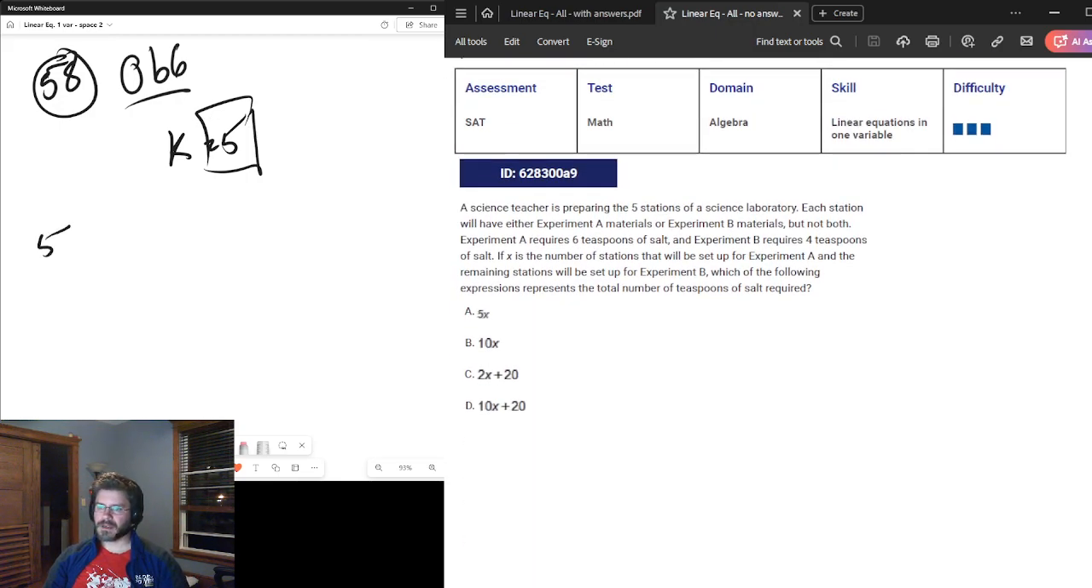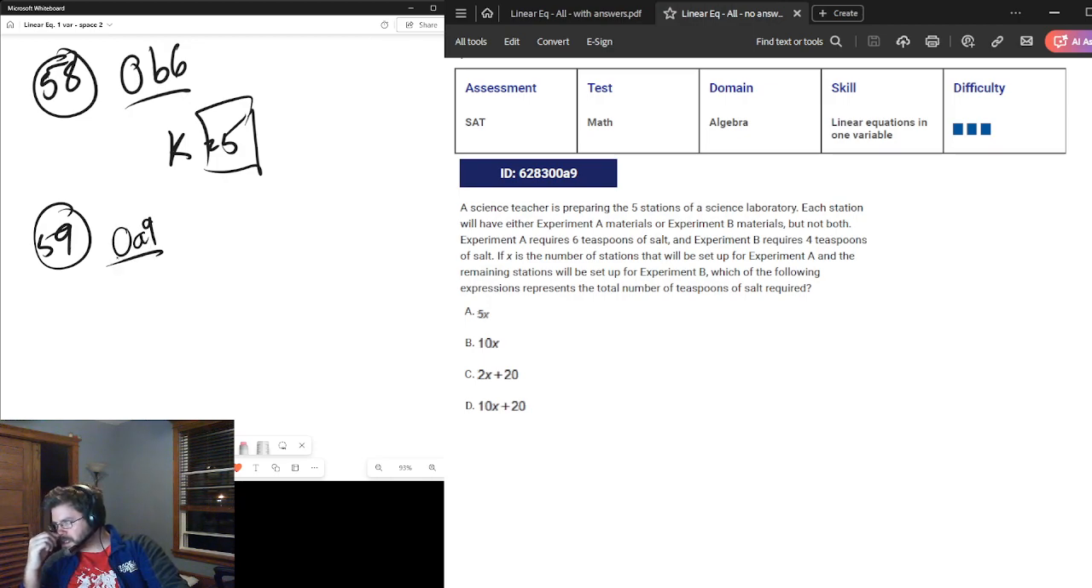We've got number 59. We're getting close to the end here. And this code is 0A9. 5 stations for a science lab. Each station will have experiment A or B, but not both. A is 6 teaspoons of salt. B is 4 teaspoons of salt. X is the number of stations for A. And the remaining stations are B. Which of the following represents the number of teaspoons of salt required? Okie doke. There are 5 stations total.